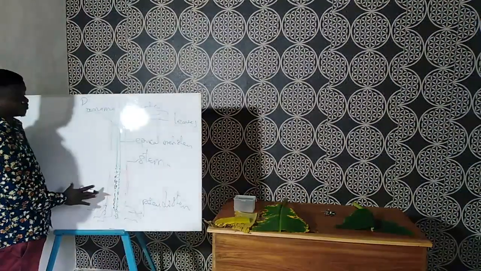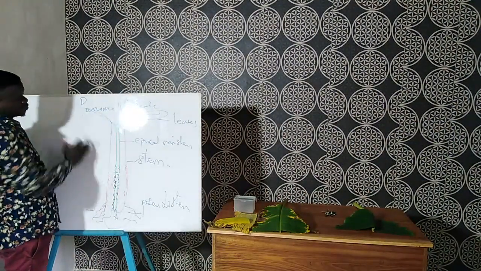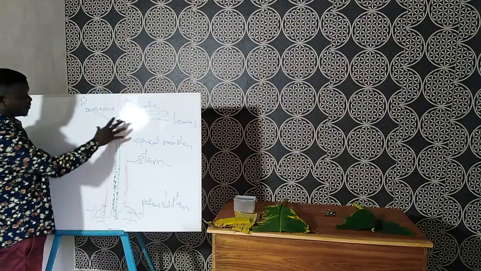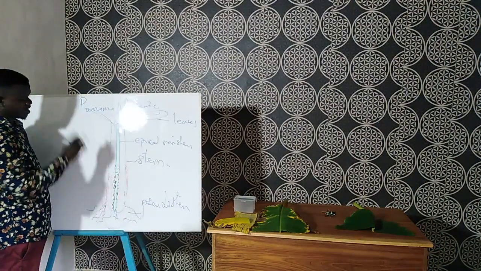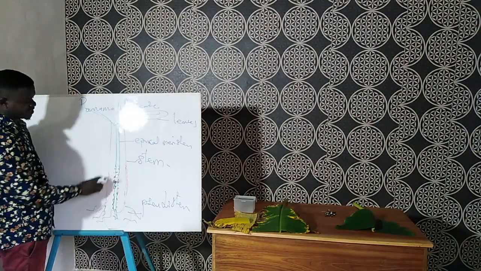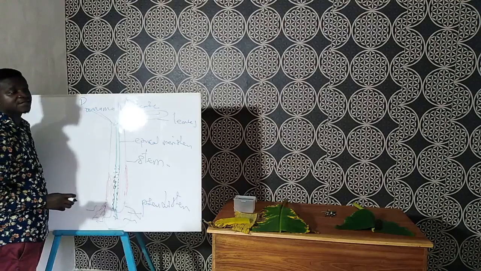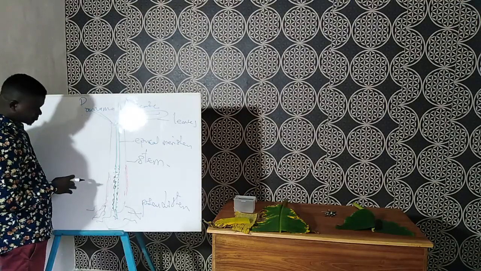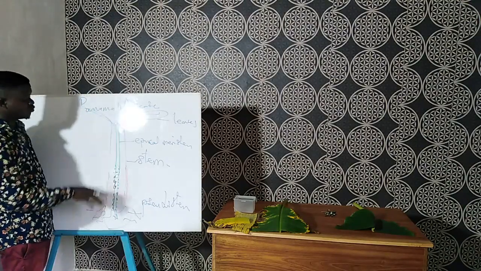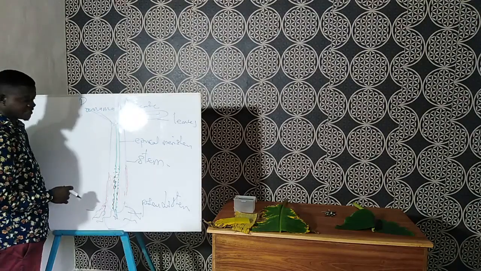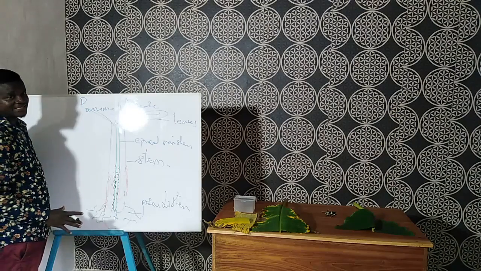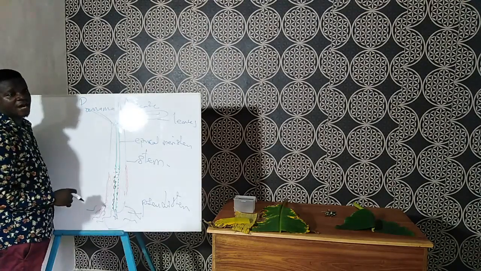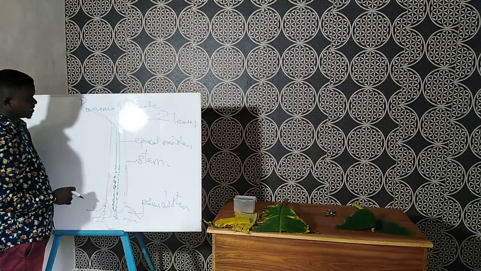And when that happens, automatically, it will fall off, or the whole plant will wilt, because it is going to affect all the chemical and the physical processes occurring within the plant. It will affect air circulation, movement of nutrients, and all those things. And when that happens, the plant is automatically diseased, because it will affect the normal functioning of its performance.